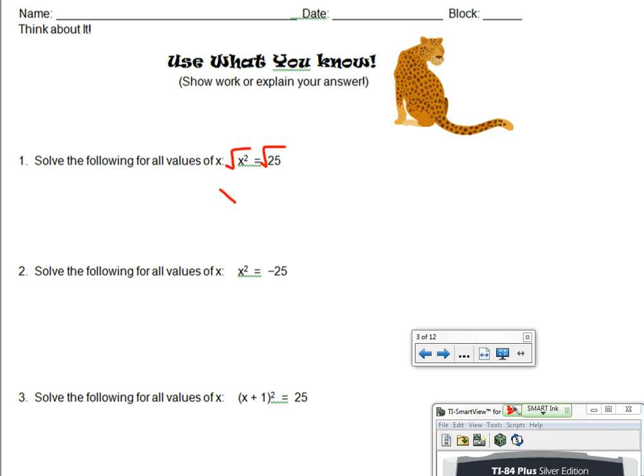But don't forget that when you take the square root, you actually have two answers on the other side. That's the common mistake students make: forgetting that you have a positive root and a negative root. So you're going to get positive or negative 5. That positive negative 5 means x equals 5 or x equals negative 5.